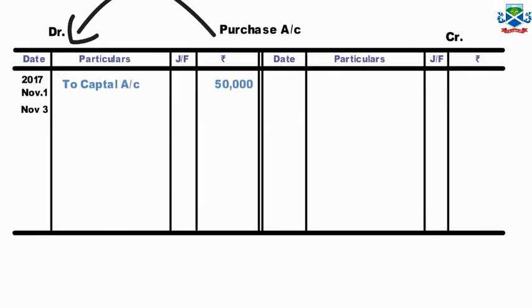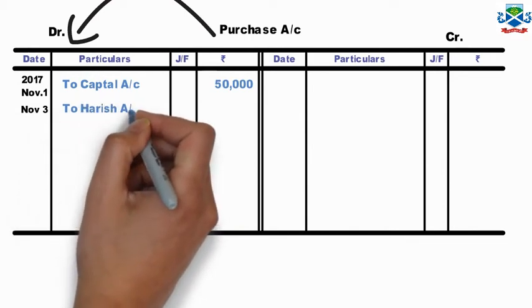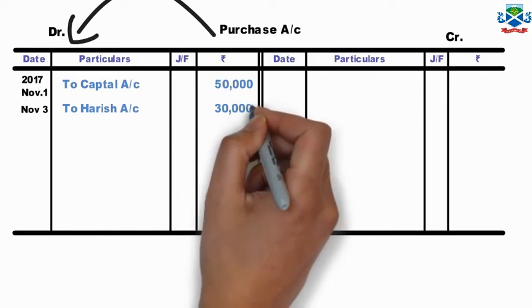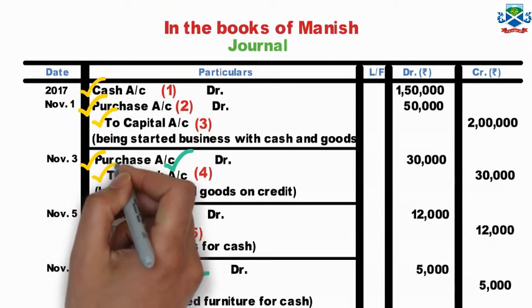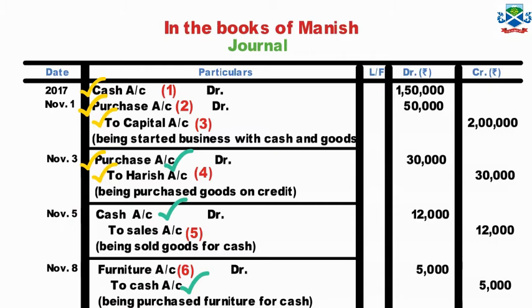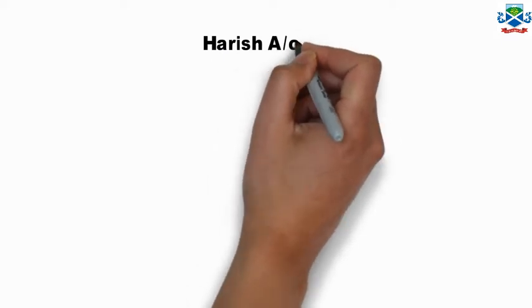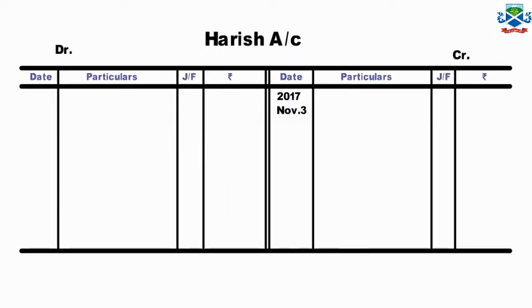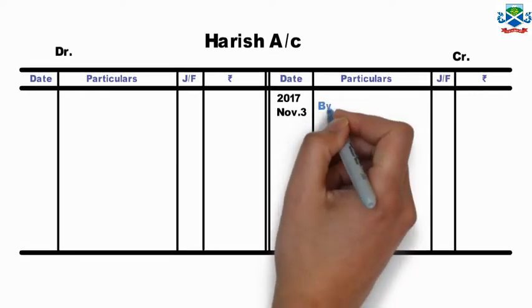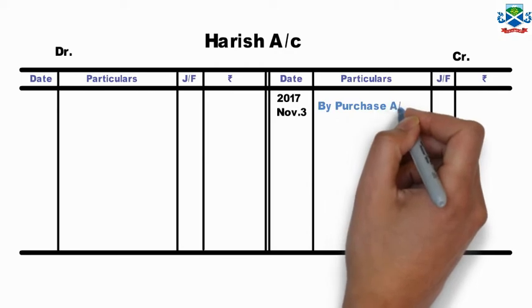So purchase account debit to Harish account 30,000. Next, Harish is a new ledger, so we'll make a new ledger for Harish. In the Harish account, credited by purchase account 30,000.